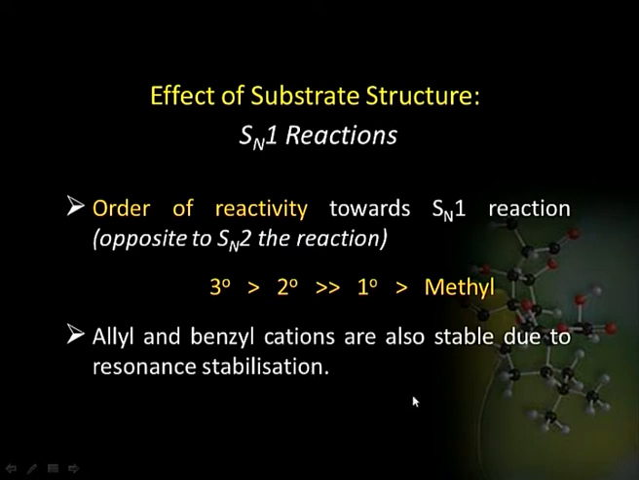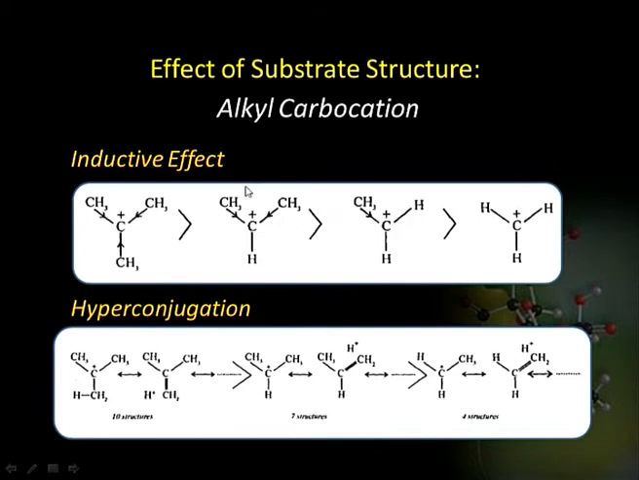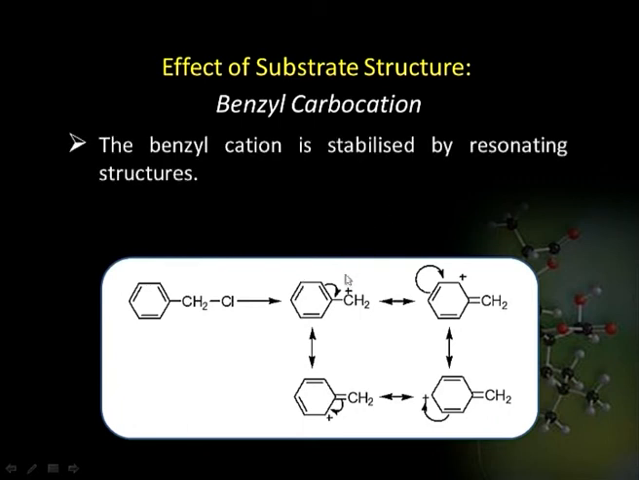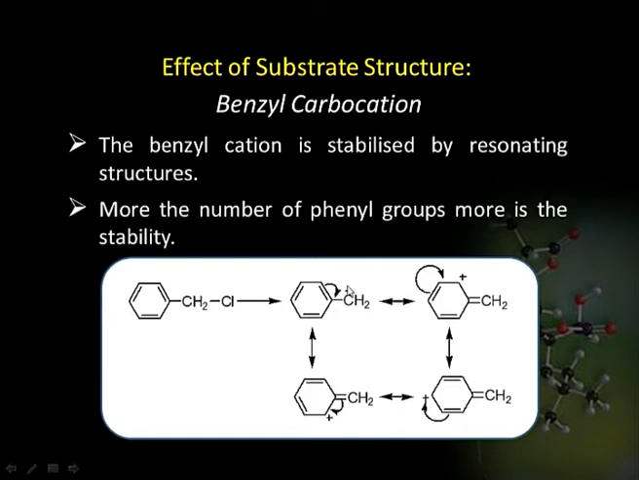Therefore, they also show SN1 mechanism, and that is what we did in our previous episode also, that alkyl carbocations, because of inductive and hyperconjugation effects, show extra stability. The more the number of alkyl groups, the more is the stability. In case of benzyl carbocation also, there are a number of resonating structures which stabilize the carbocation formed in the first step of the SN1 reaction. And here again, the more the number of phenyl groups, the more is the stability.